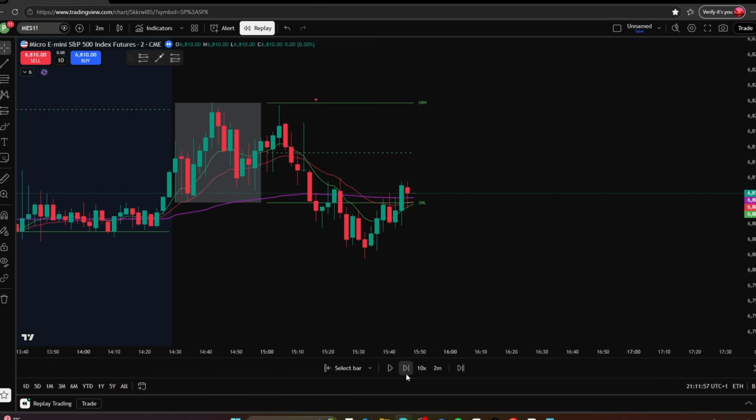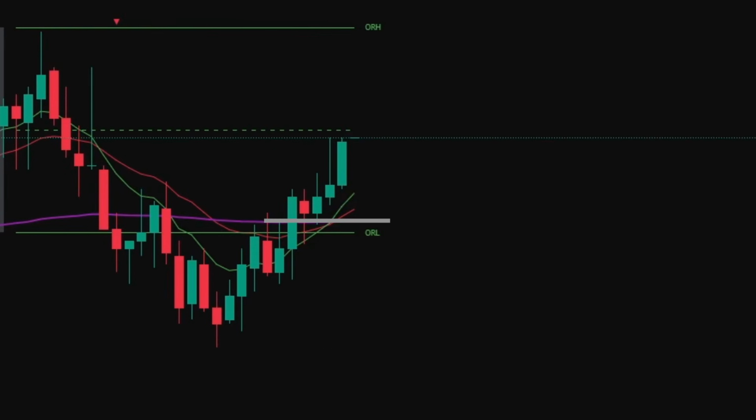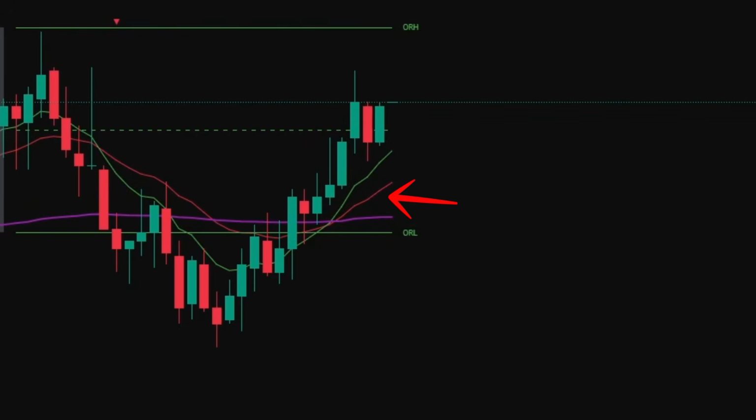The next rule is this. If price breaks above or below the VWAP, the EMAs need to be trending above or below it too.